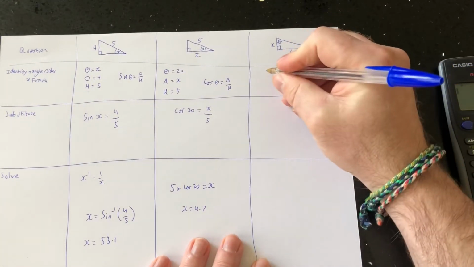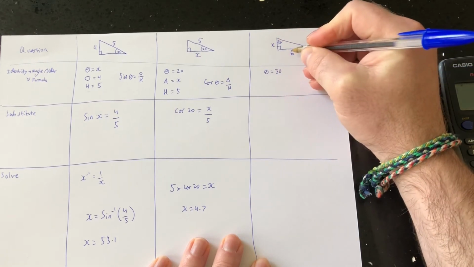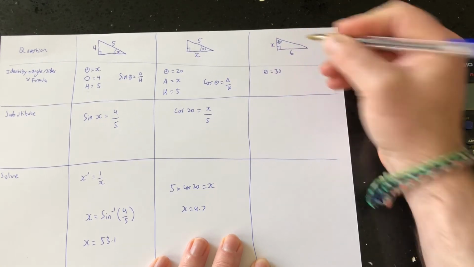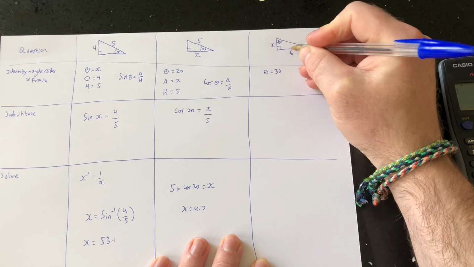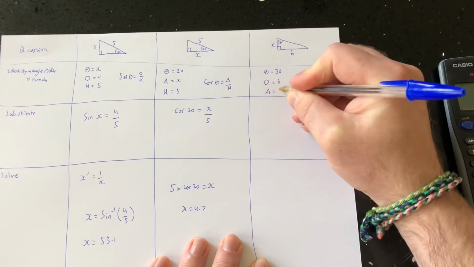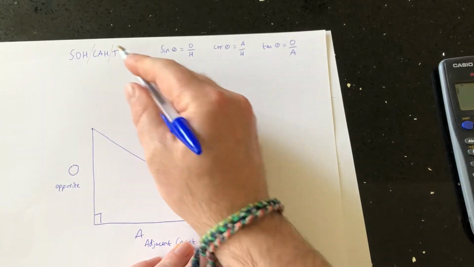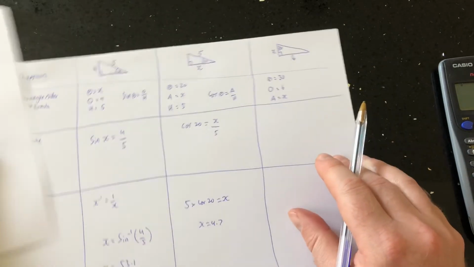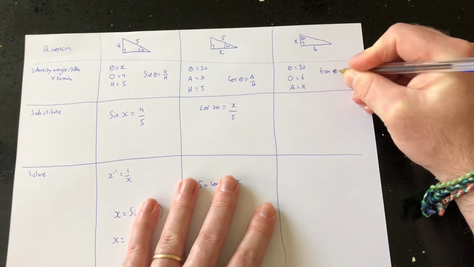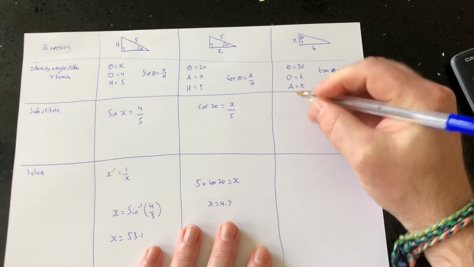Last situation is over here. So again, same deal, theta equals, this time I've moved this up here, 30. So my adjacent is down here this time. Sorry, my adjacent is here, my opposite is here, and my hypotenuse is here. So we've got the opposite side, and we've got our adjacent side. So I'm going to look at this. We've got O and A. So I'm going to look here, which is the tan rule. So we've got tan theta equals opposite over adjacent.